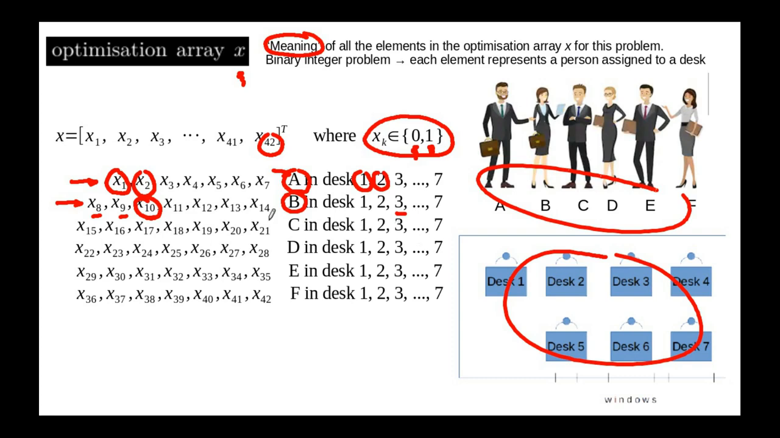I remind you that we don't know the value for these elements within the optimization array. It's only a question for the algorithm. We will know. And as you can see here, for example, the last 7 elements here, X42 means that F, Floyd, will be assigned in desk number 7. I don't know if X42 at the end will be equal to 0, so F will not be assigned in desk number 7, or maybe this X42 at the end, within the solution of the problem, will be equal to 1, so it will mean that F will be assigned on desk number 7. I don't know, we will see.